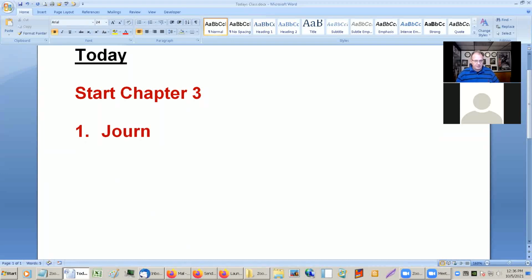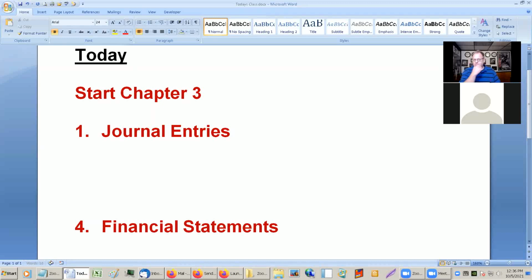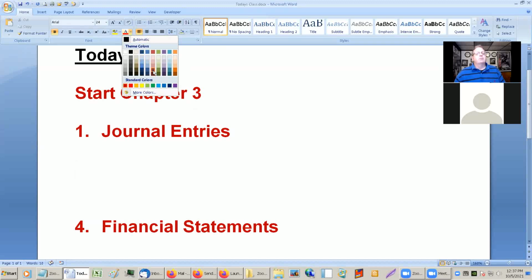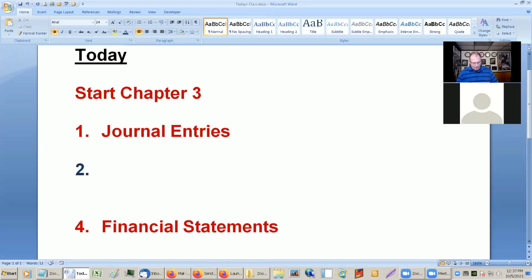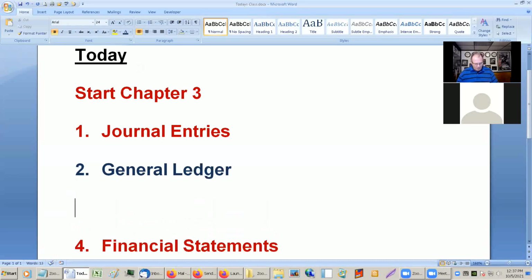We start out with journal entries, which we've done, chapter 2. And all the way down at the bottom here, number 4, these are the financial statements. And as you're probably catching on at this point, there are 2 steps in the middle here that we're going to go over today. And those 2 steps are, let's go a different color, make them blue. General ledger and, hey, be blue.